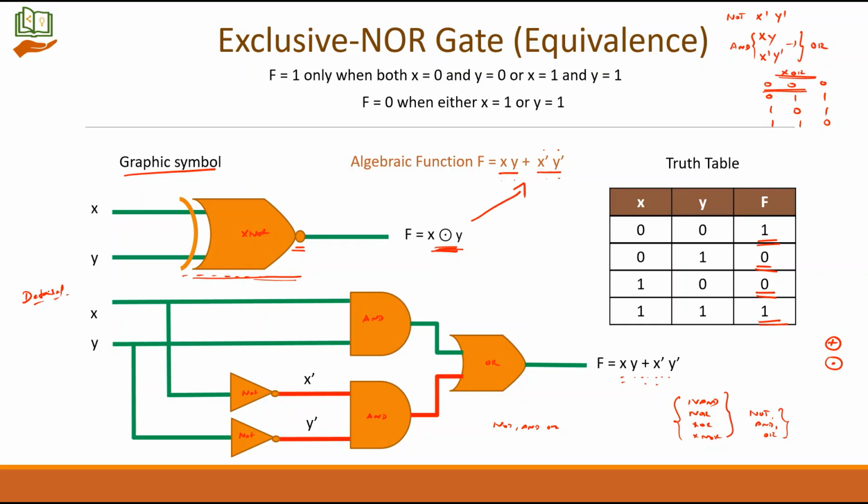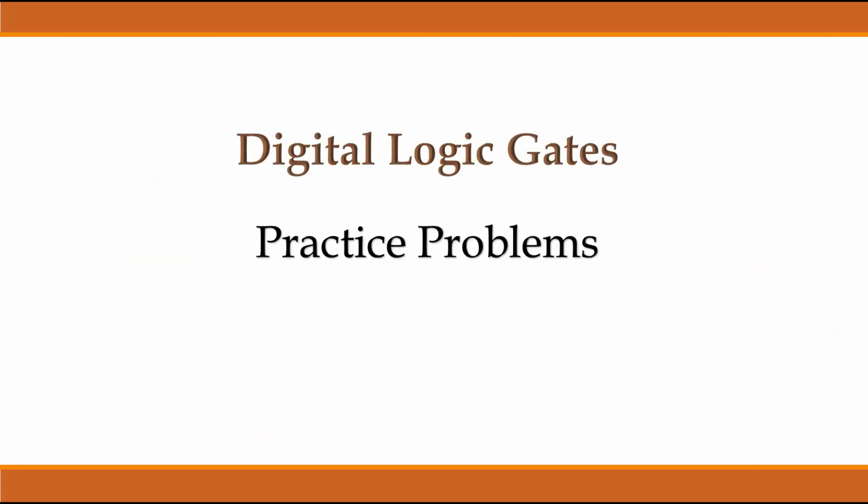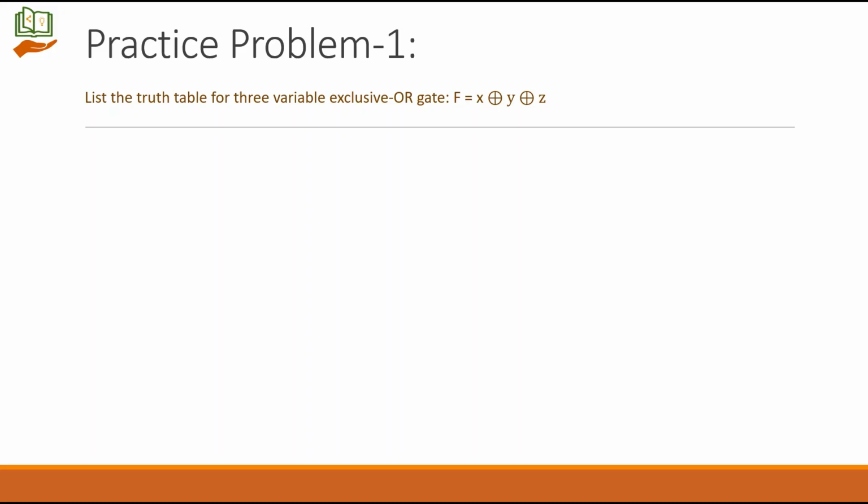So how this expression is working is what I wanted to tell you through this detailed circuit representation. This is going to give a sample working problem. Let's get into the first problem. List the truth table for 3 variable exclusive OR gate.